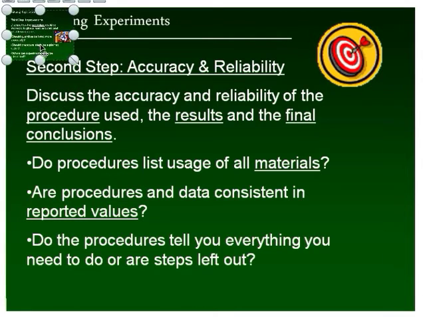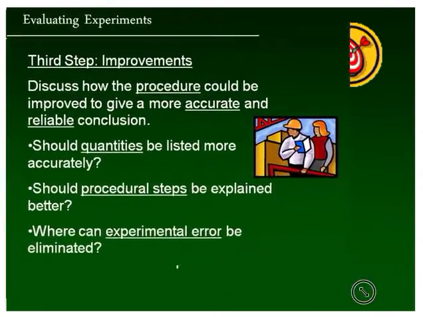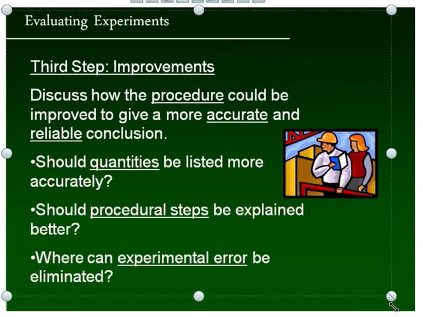The third step would be to determine any improvements that can be made. So you can discuss how the procedure could be improved to give a more accurate and reliable conclusion. Should quantities be listed more accurately? So if you just say a splash or a pinch or stir, how can you make those more specific?